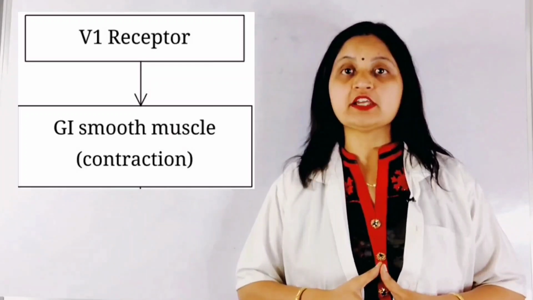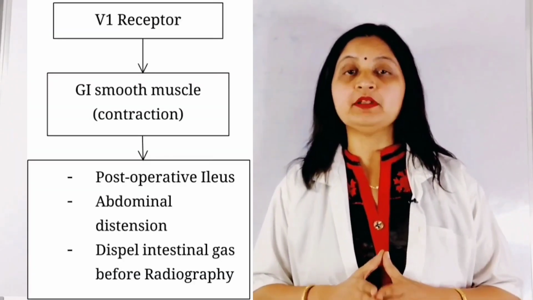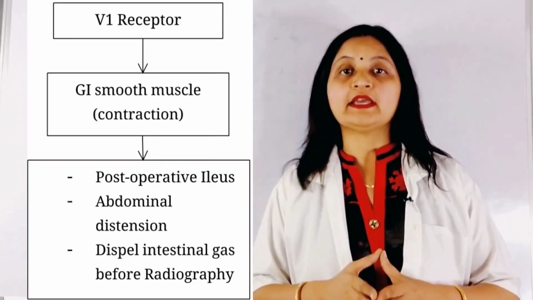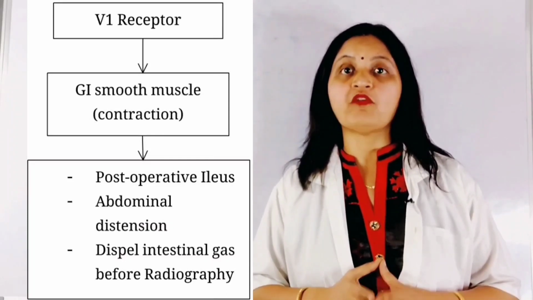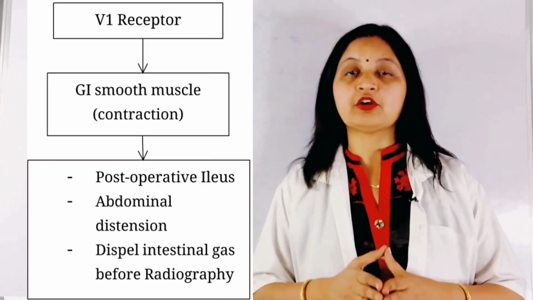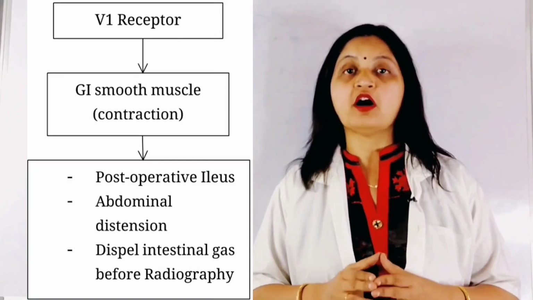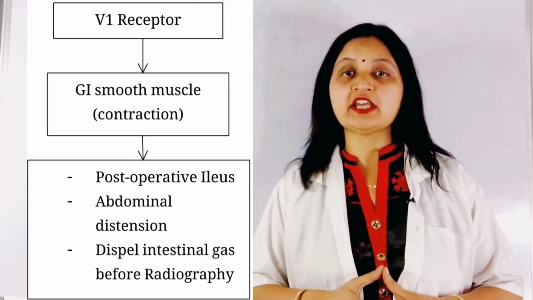So, contraction of GI smooth muscles has various therapeutic implications. For example, they are useful in the treatment of post-operative paralytic ileus, where they can increase the smooth muscle tone. Secondly, they can be used for the treatment of abdominal distension. Thirdly, by causing contraction, they can dispel intestinal gas before radiography to avoid interfering gas shadows. So, by causing contraction of the GI smooth muscles, they can be used for various therapeutic purposes.